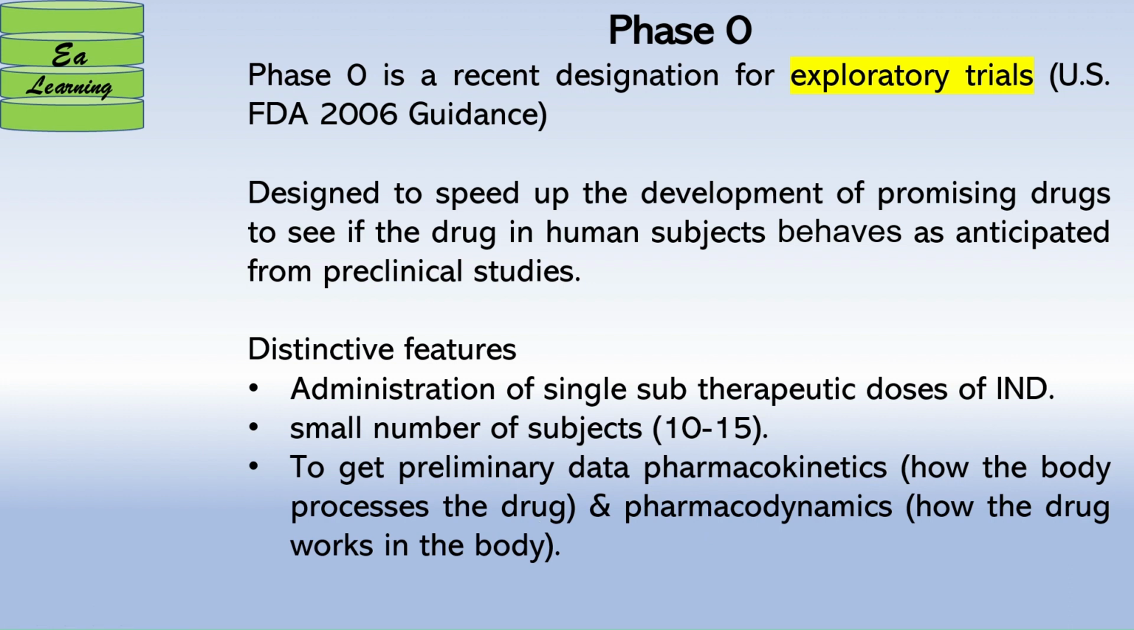and pharmacodynamics. Pharmacokinetics is how the body processes the drug: how it absorbs, distributes, metabolizes and excretes it. That's ADME, in short form. And pharmacodynamic data is how the drug works in the body. So these are some preliminary features of the phase zero trials.